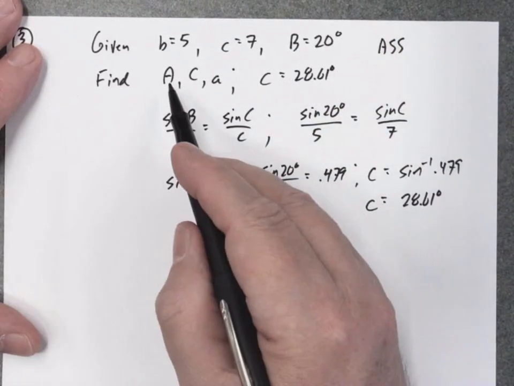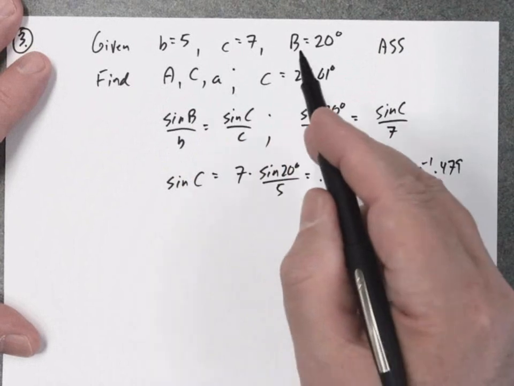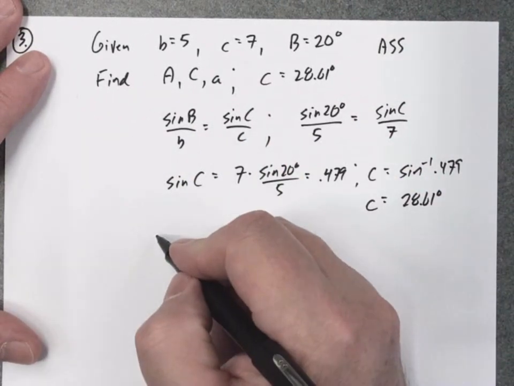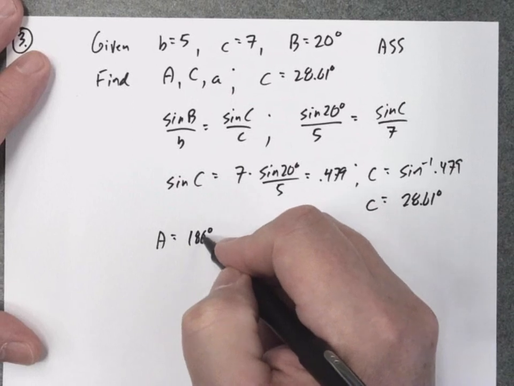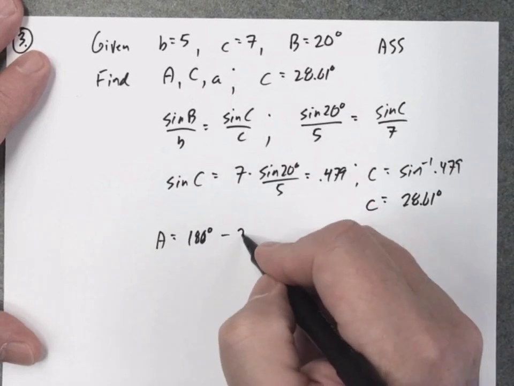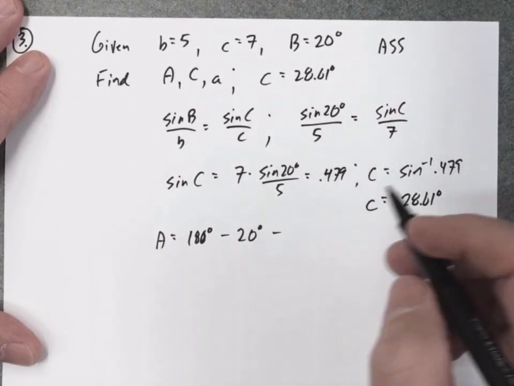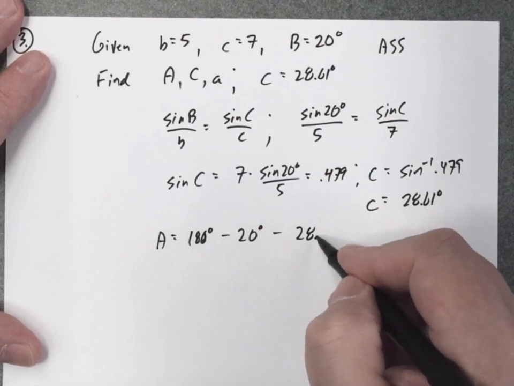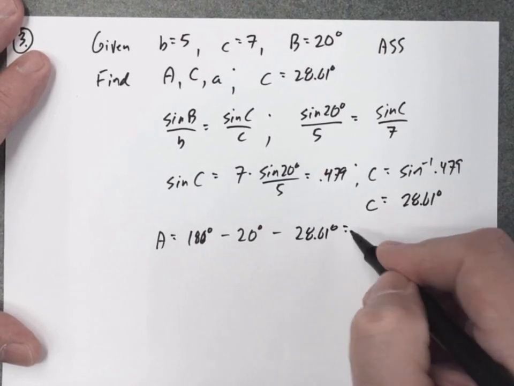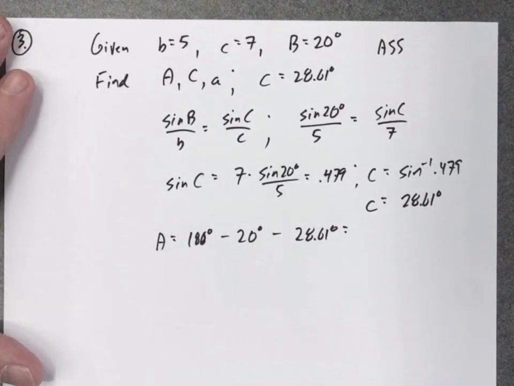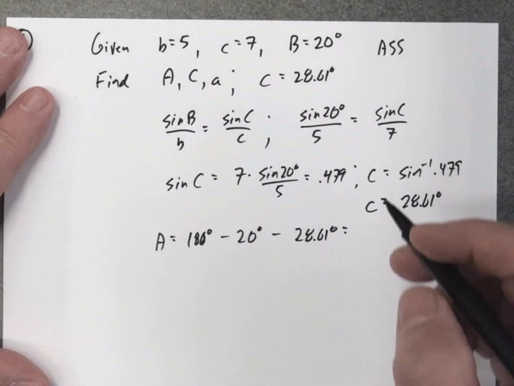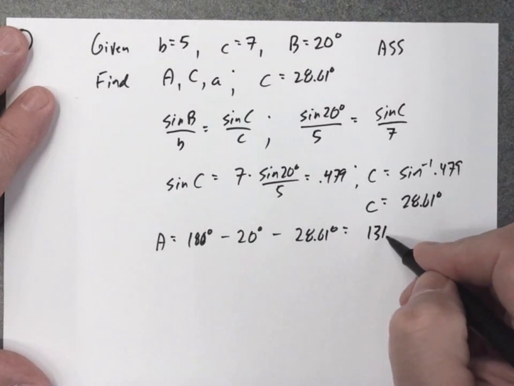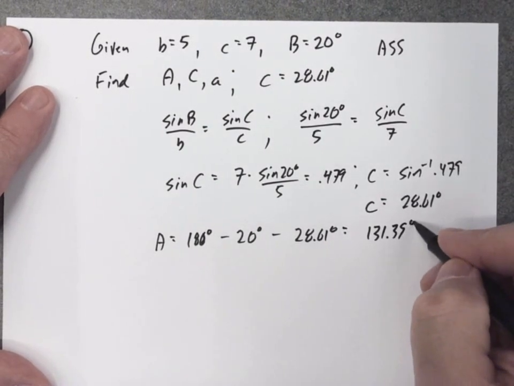Now I can get angle A easily since I know angle B and angle C. So angle A is simply going to be 180 degrees minus angle B minus angle C. And you do all that on your calculator, and you get angle A to be 131.39 degrees.